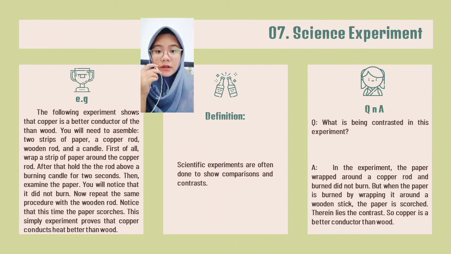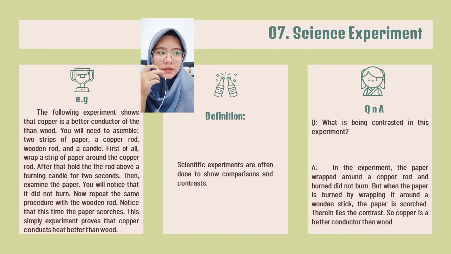Alright, we move to the seventh material, which is about science experiment. So for the definition, scientific experiments are often done to show comparisons and contrasts. So this is the example. You can see it is an experiment and one question and the answer. So you can see the paragraph to answer the question.